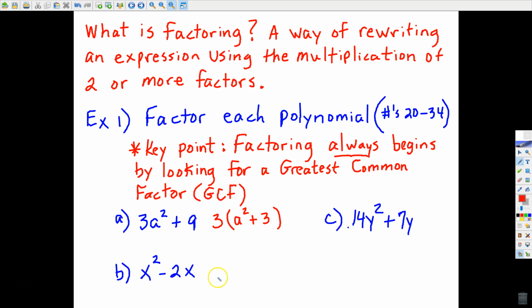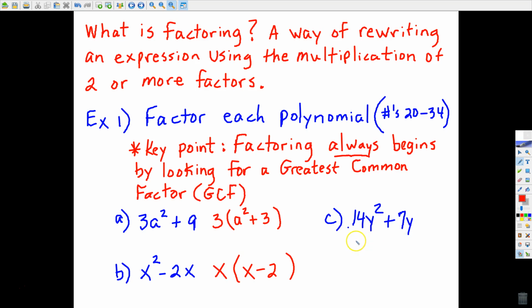Okay, letter B. I'm looking for a GCF. I notice that both of these terms have x in common. x is my GCF, and that is a factor. What is the other factor? To get it, I divide x into both of these blue terms. When I divide x squared by x, I get x. When I divide 2x by x, I get 2. The great thing about factoring is it's very easy to check. I can do some mental math, distributing x to both of these, and I get x squared minus 2x. This is another way of writing the blue expression, also called factoring.